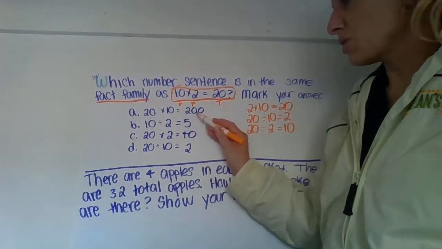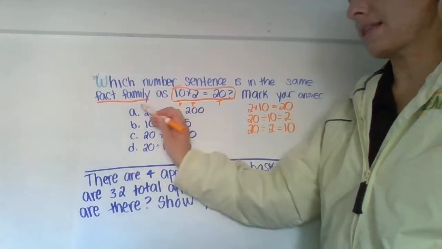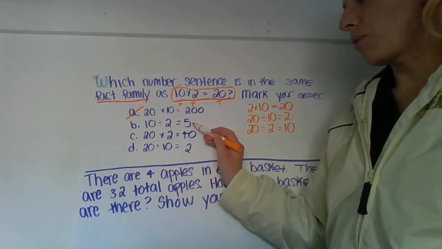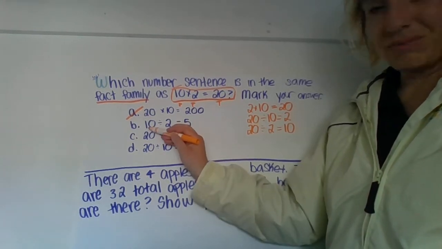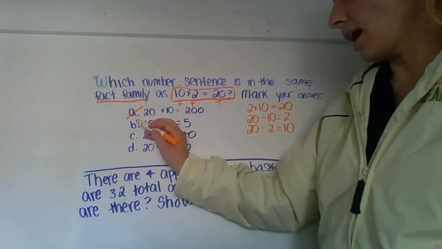20 times 10 equals 200. Well, if it's a fact family, then the numbers need to stay the same. So there's no way that that can be right. 10 divided by 2 equals 5. Well, is 10 our total? No, it's a part. Does it match any of these problems? Nope. Any of these number sentences? No.